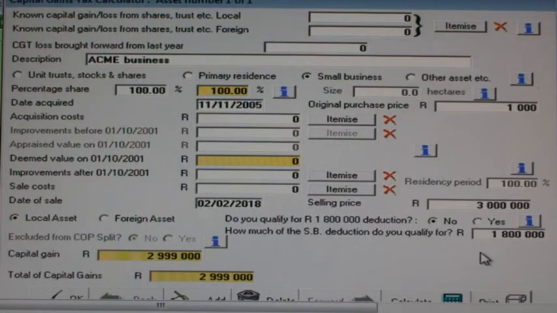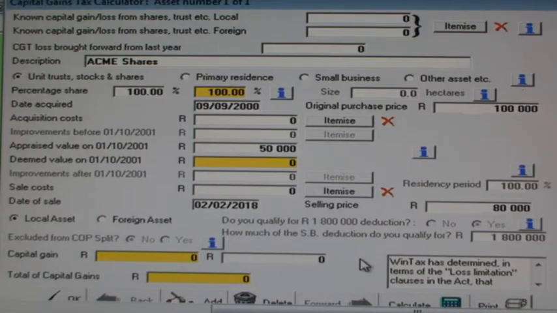In the case of a partnership, each partner may be entitled to a 1.8 million rand deduction provided that the sale of the business is finalized within 2 years. Any unused portion of the exempt amount may be carried forward to a possible future business sale provided that the total value of all sales are less than 10 million rand.